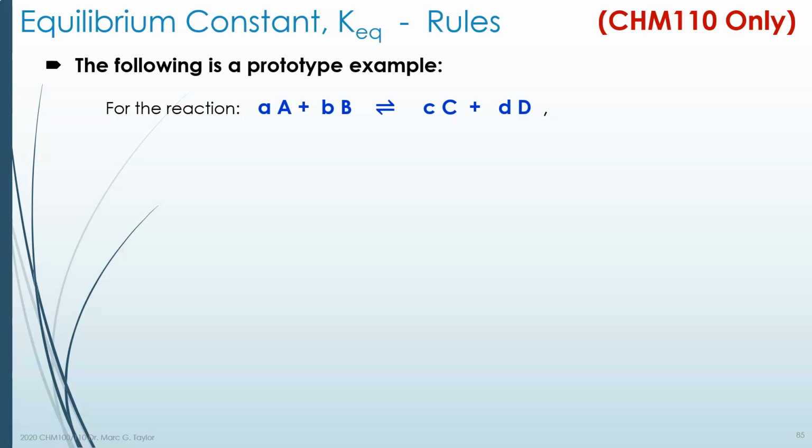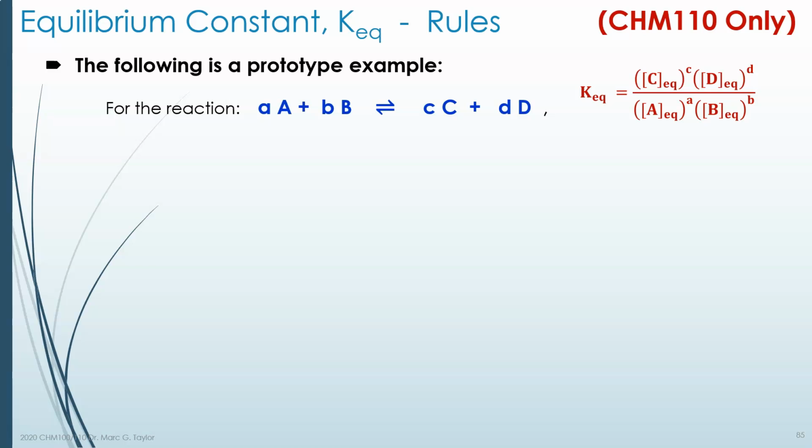So let's talk about some of the rules of calculating. We've already talked about one rule where we use these coefficients to be the exponents in the mathematical expression of K_EQ. In this case, that means that if we had lowercase a amount of a molecule, and I'm using these lowercase letters a, b, c, d to represent the number of moles or the number of equivalents of each substance, and the substances are capital A, capital B, capital C, capital D.